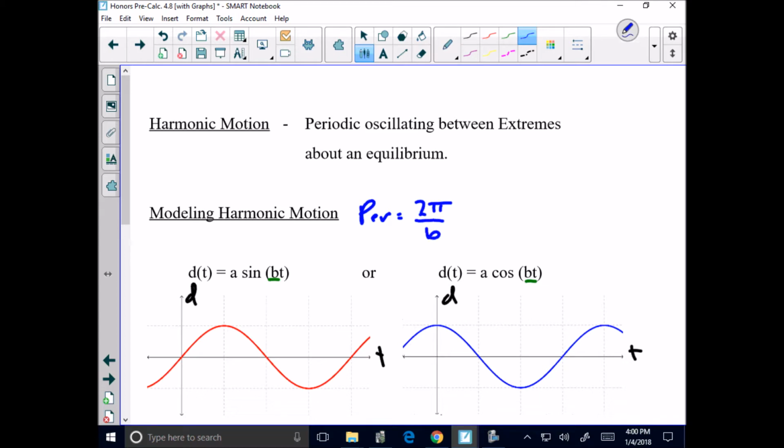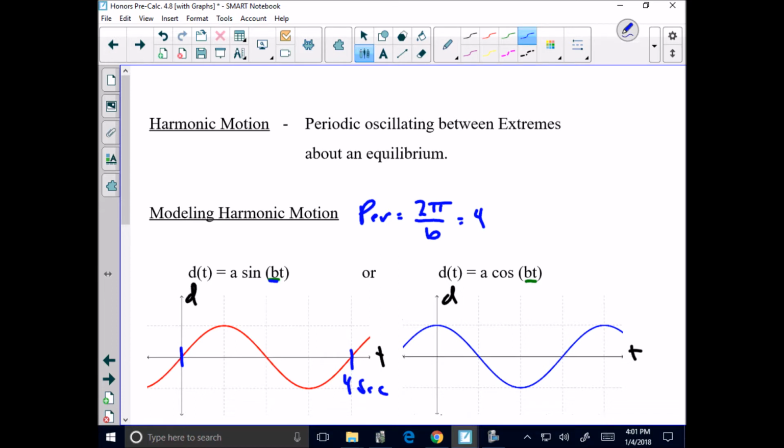So if we're looking at an oscillating motion, right, a harmonic motion, that let's say sees a full cycle in a period of, let's say, 4 seconds, right? So right here, what we could do to determine the b value is set that 4 seconds equal to 2 pi over b, and then solve for the b that we would need in order to see that cycle happen in 4 seconds.